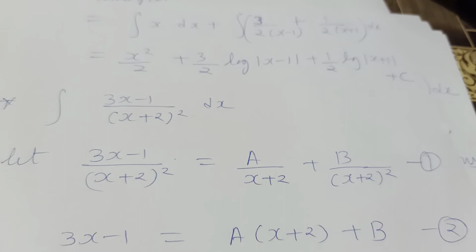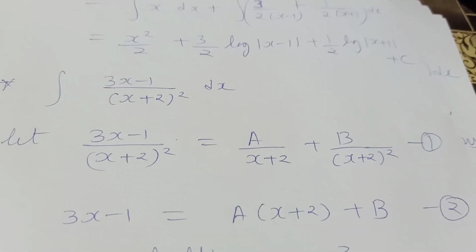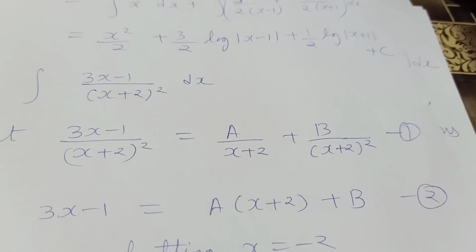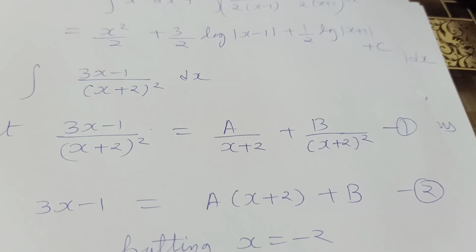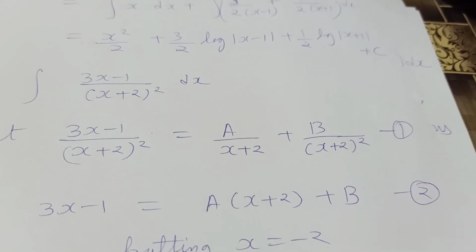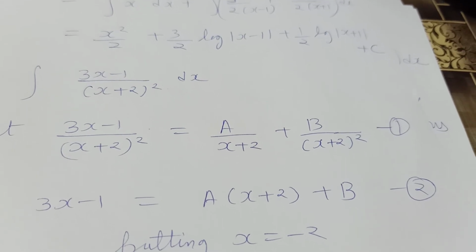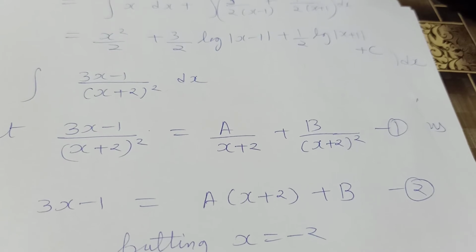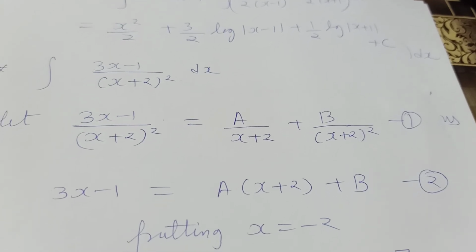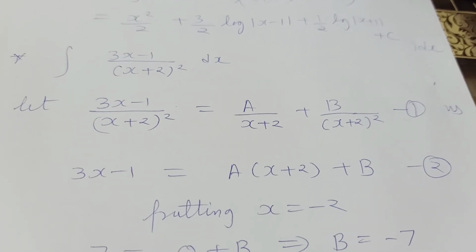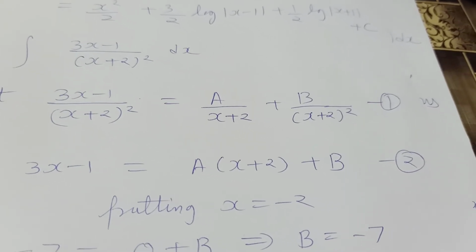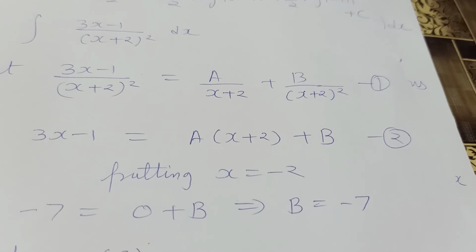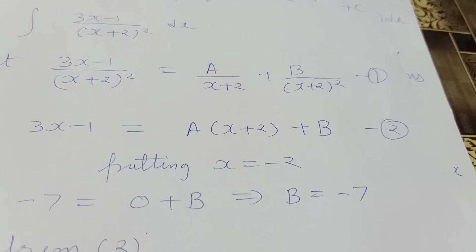Now next is the integration of 3x minus 1 upon x plus 2 whole square dx. Here you can see that in the denominator we have repeating factors, so we will use the second case. We will write this function as a upon x plus 2 plus b upon x plus 2 whole square. If we solve it, we will get 3x minus 1 equal to a into x plus 2 plus b. If we put x equal to minus 2, then we will get the value b equal to minus 7.